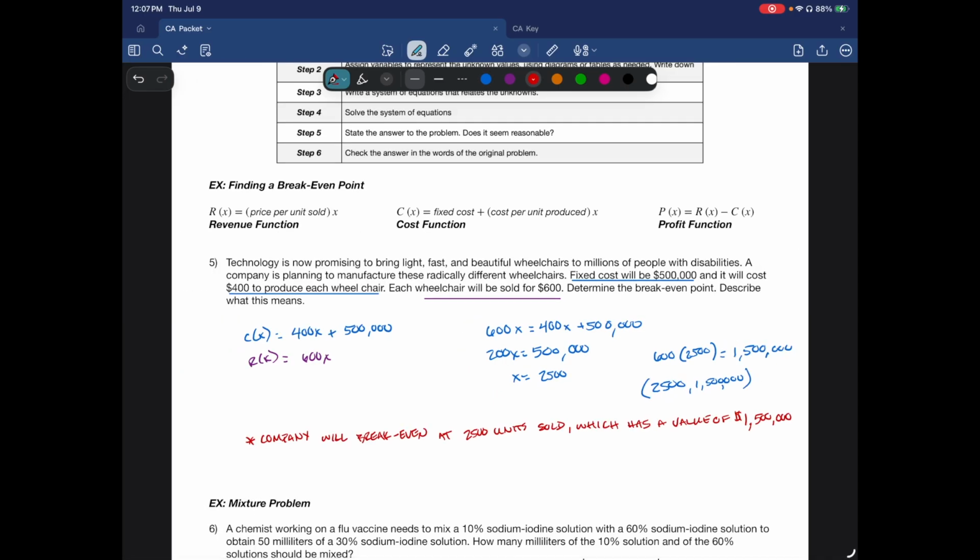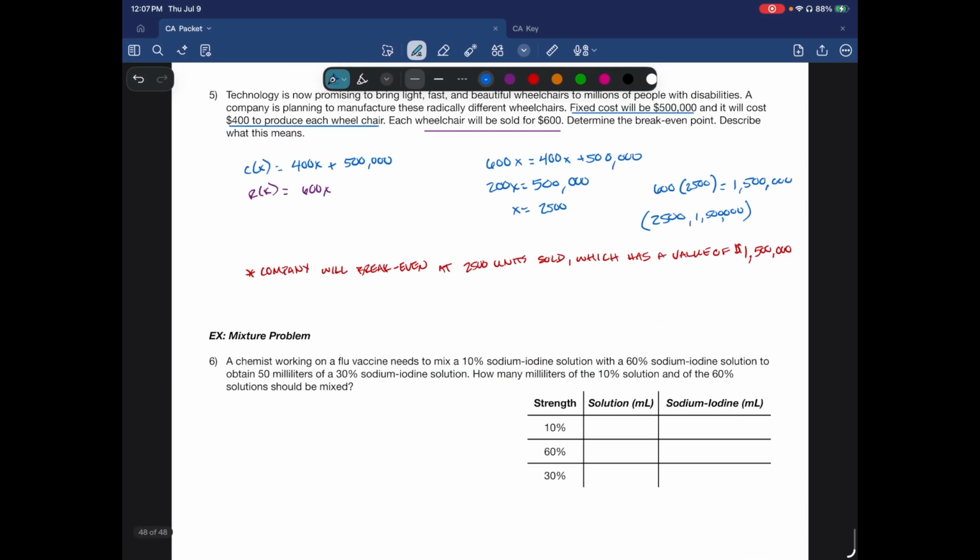All right, they ask you to describe what this means, and that means the company will break even when they sell 2,500 units, and the price of those units is going to come out to $1.5 million. All right, we got one more problem.